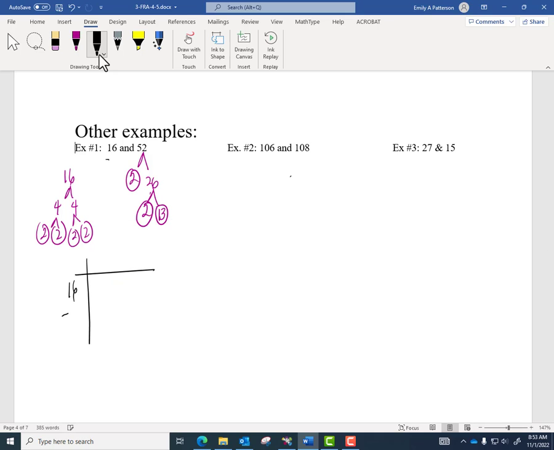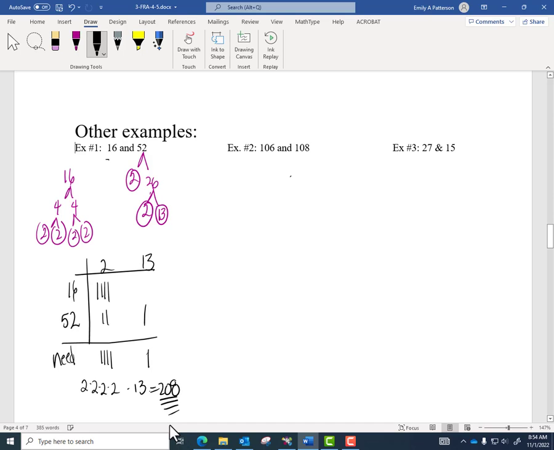16 and 52 get broken down into, well, the only thing I see in the bubbles are 2's and 13's. So 16 is 4 2's, 52 is 2 2's and a 13. So again, what we need is the most. Between 4 and 2, the most in any slot was 4. Do not take the total. And then 13 was one of these. So I have 2 times 2 times 2 times 2 times 13, which lands here at 208. And that's the lowest common multiple.